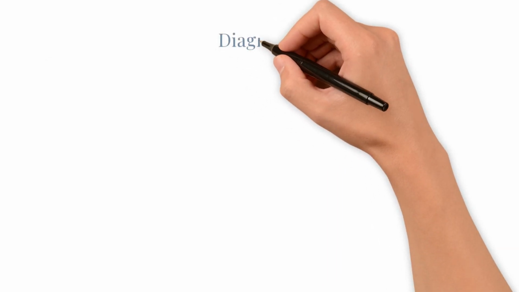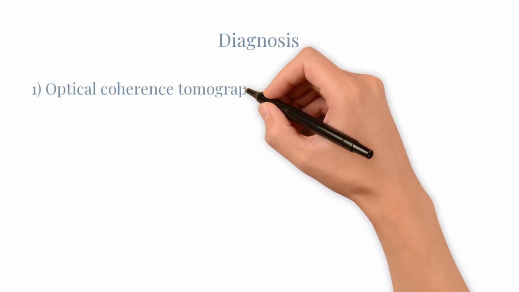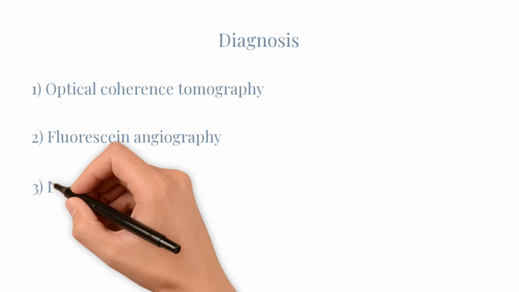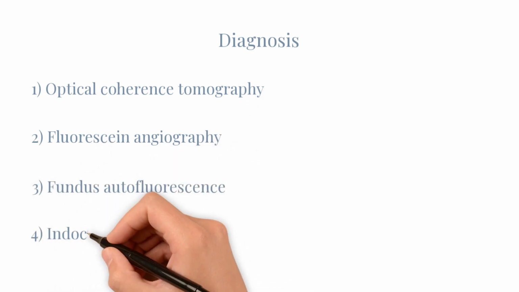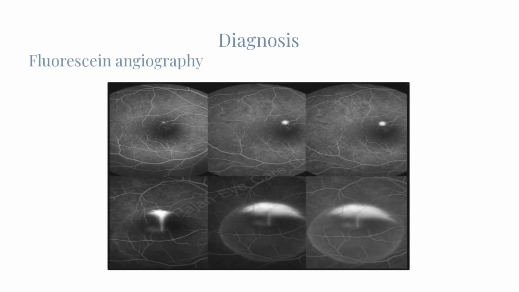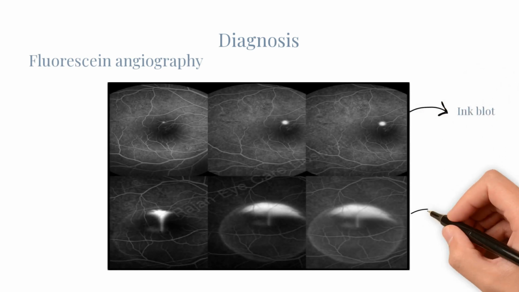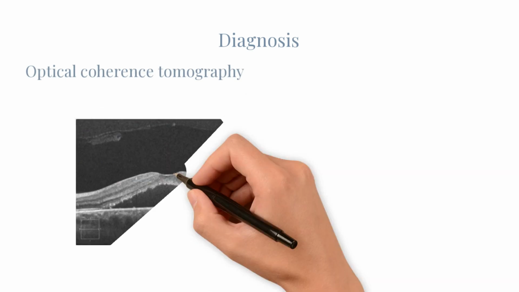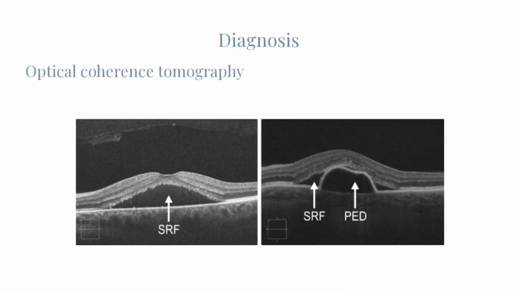To diagnose CSCR, we have different modalities: optical coherence tomography, fluorescein angiography, fundus autofluorescence, and indocyanine green angiography. Typical fluorescein angiography findings include the ink blot appearance and smokestack pattern. The most commonly used in practice is OCT. Images here demonstrate the subretinal fluid and pigment epithelium detachment.